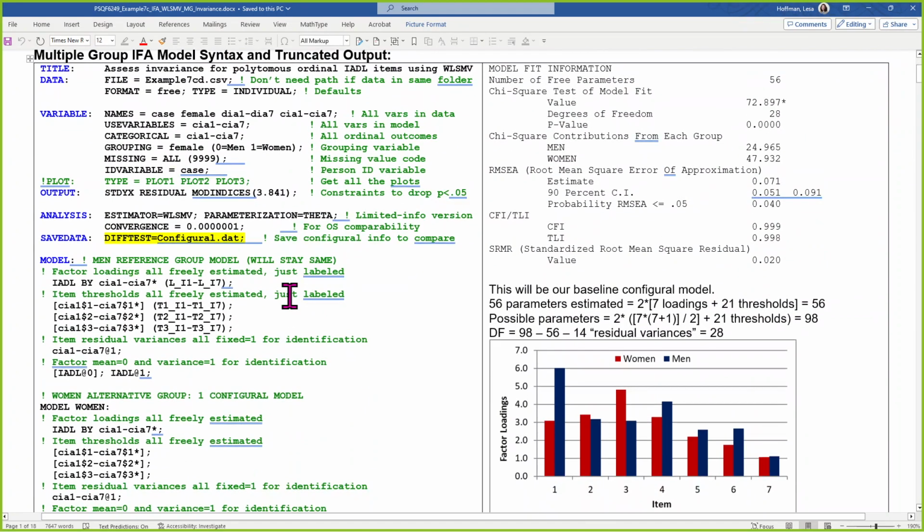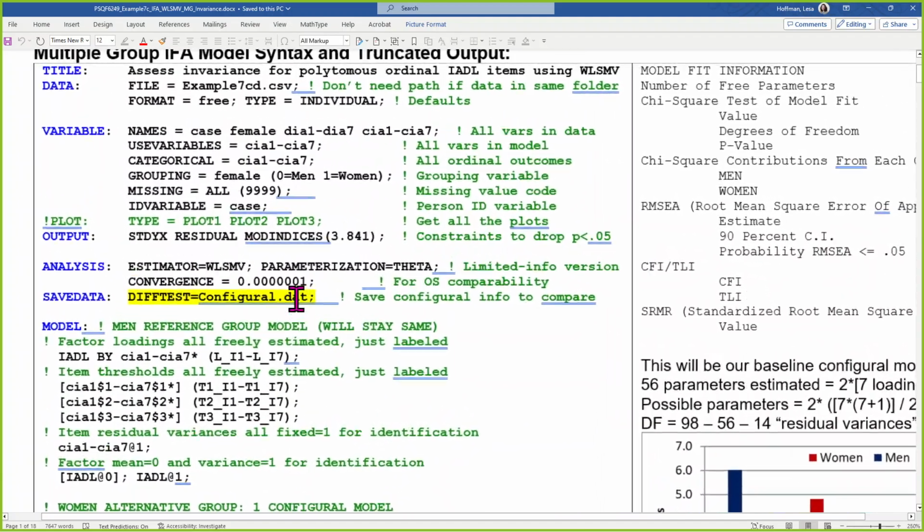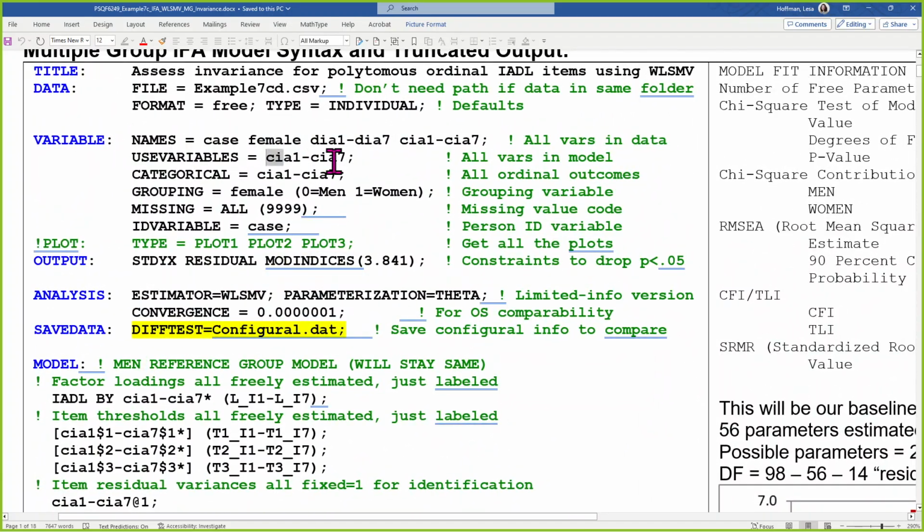This is also our first try with these items in terms of them being ordinal and testing invariance, and so I've tried to help highlight some of the differences. So in this case, we have C as the item format, C for categorical.